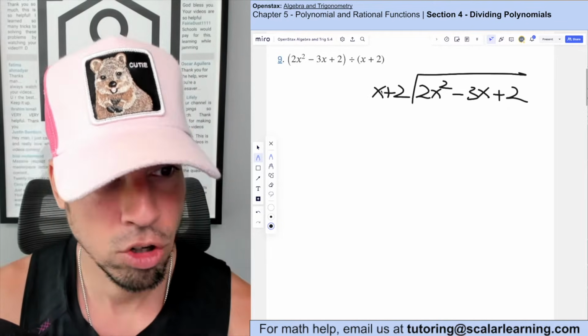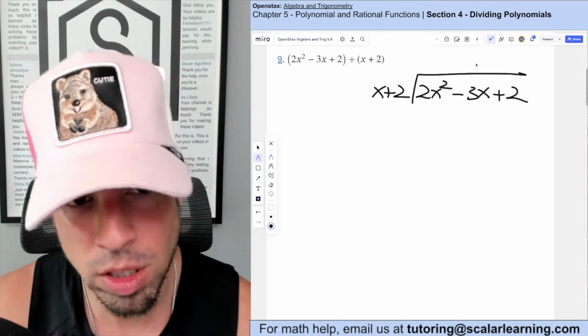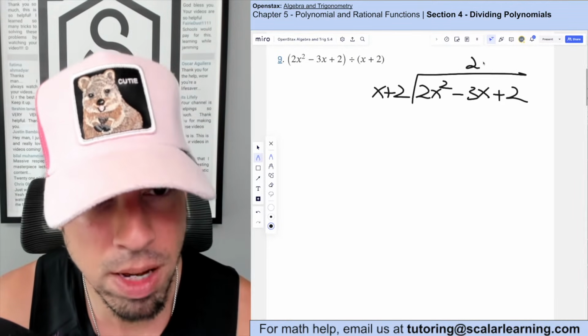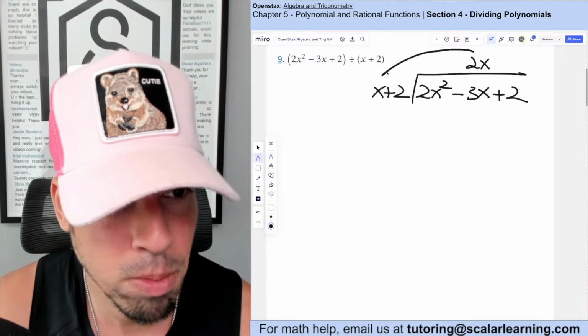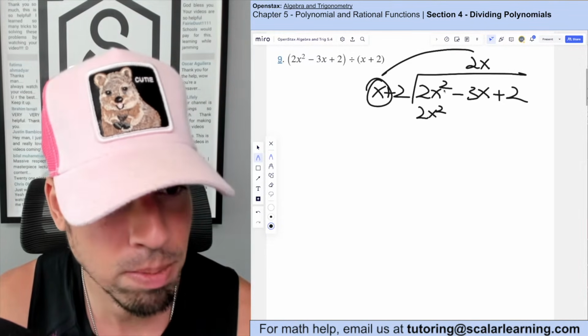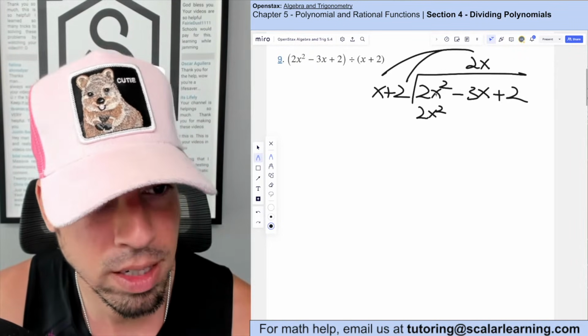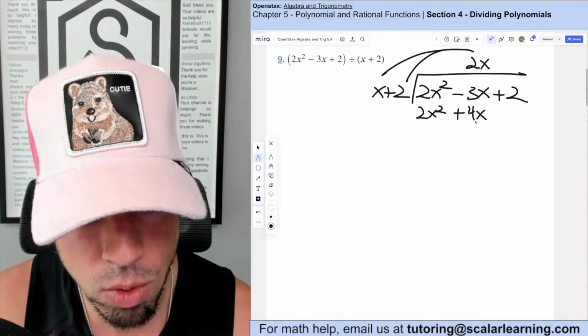For this one, let's go ahead and set it up as follows. Looking at the leading term, what times x makes it 2x squared, or how many times does that go into 2x squared? Two ways to think about it. I'm going to multiply by 2x, and then we multiply and we get 2x squared. Again, that's the idea, matching up the leading terms. Don't worry about the second term. But then we also have to multiply against the 2, and then we get positive 4x.